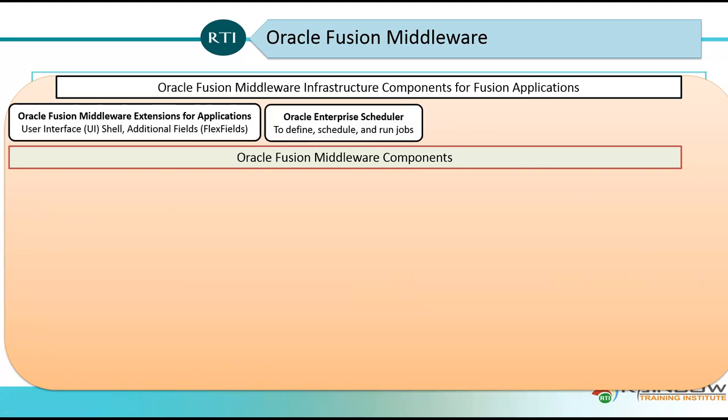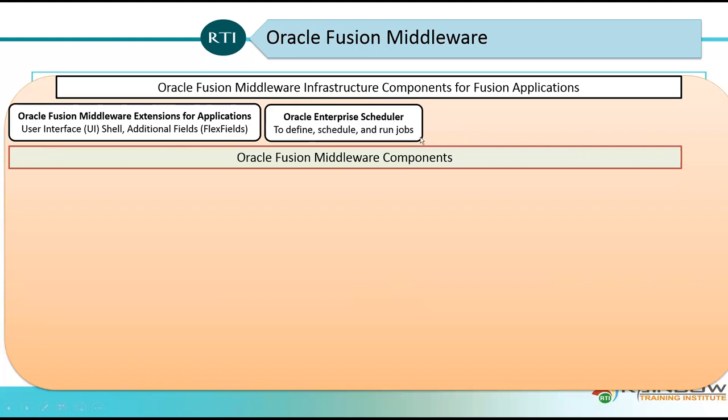Oracle Enterprise Scheduler. Oracle Enterprise Scheduler is nothing but what you use if you want to schedule any job. Let us say you want to send data to a bank from your Fusion application, or send data to your payroll system, an ADP system, every week on Friday evening. So we have to schedule a job which will pull the data from your Fusion application and send it to the bank, or to our payroll vendor, or to someone else. If you want to schedule that job, we need to use Oracle Enterprise Scheduler.